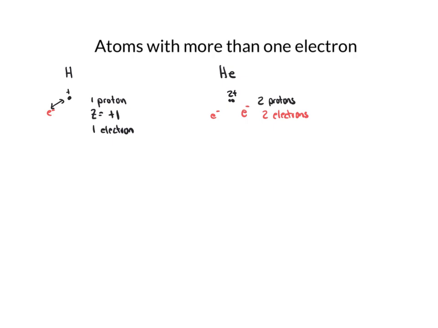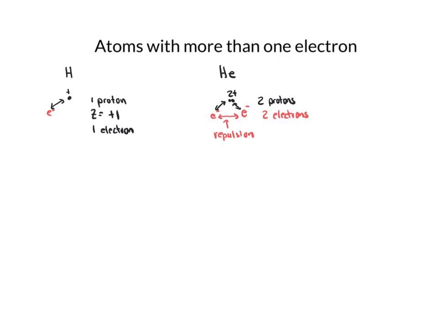Now, what's going to happen here is that we are going to have a plus-minus attraction between this electron and the nucleus and between this electron and the nucleus. So both electrons are going to be attracted to the nucleus, but they're going to be attracted to a +2 charge, so they're going to be attracted more strongly than the electron in hydrogen is to its nucleus. However, we also have this other force that is occurring in this atom, and that is an electron-electron repulsion, because both of these have the same charge, and so they repel each other. So we have an attraction and we have a repulsion.